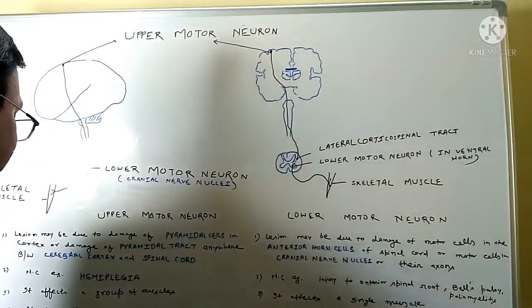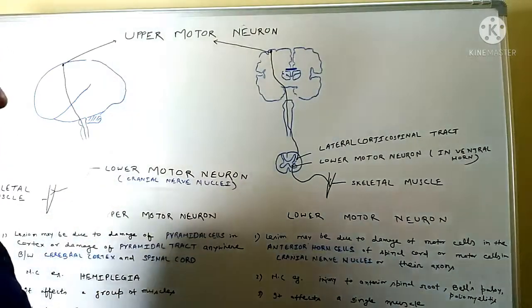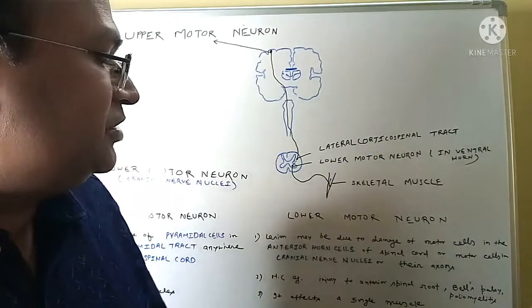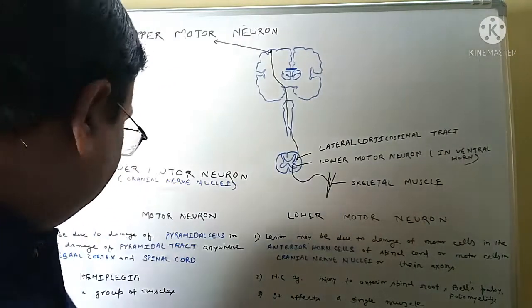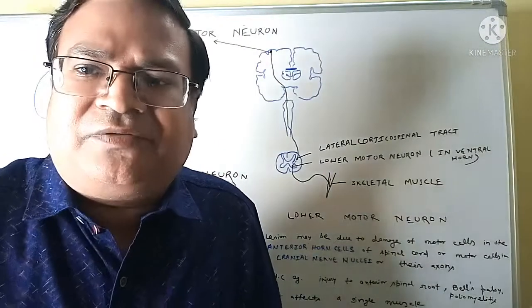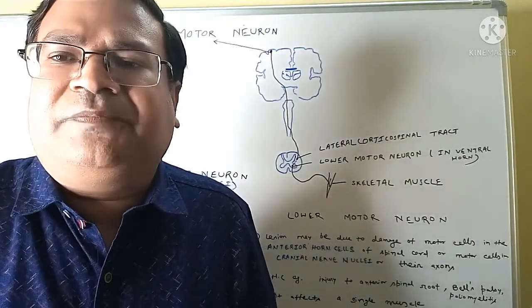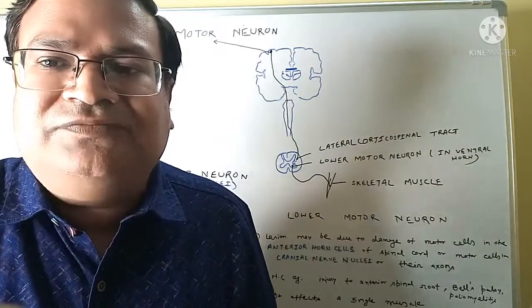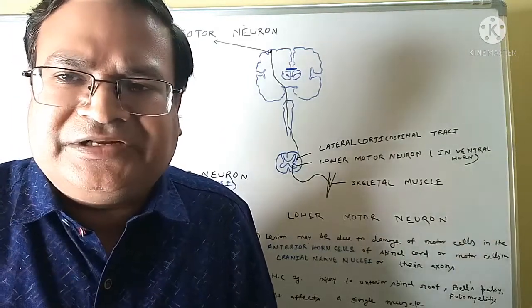The Babinski sign is positive in the upper motor neuron lesion, whereas in the lower motor neuron lesion the Babinski sign cannot be elicited. What is the Babinski sign? There will be dorsiflexion of the great toe, and abduction or fanning of the other toes. That is called the Babinski sign.